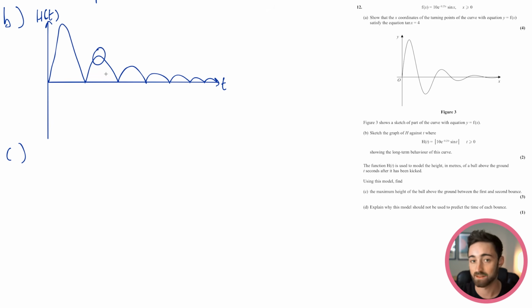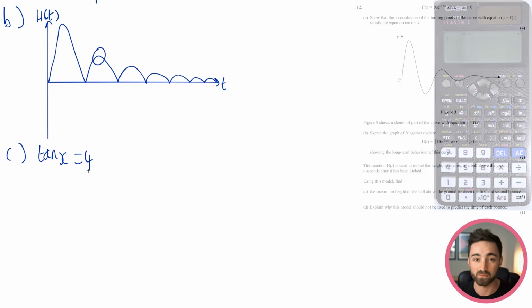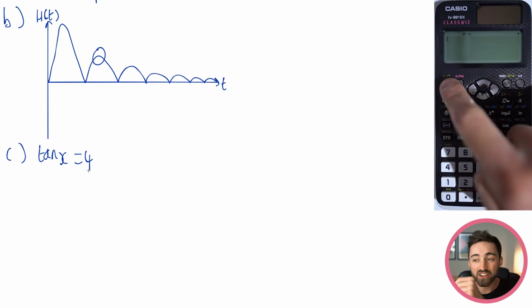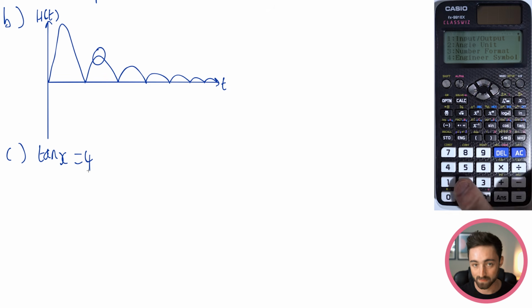Okay, maximum, what we're thinking is stationary points, turning points, right? Oh look, what do we do in part A? We're told exactly the equation that we use to find these turning points. Super easy. Quick word of warning. Whenever we're using trig within calculus, please make sure that you put your calculator in radians. Super important, because they're going to be cheeky. They don't tell you that all of the time, but please make sure you do it.